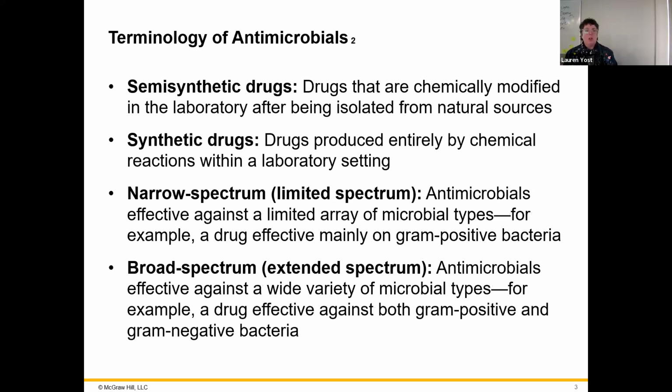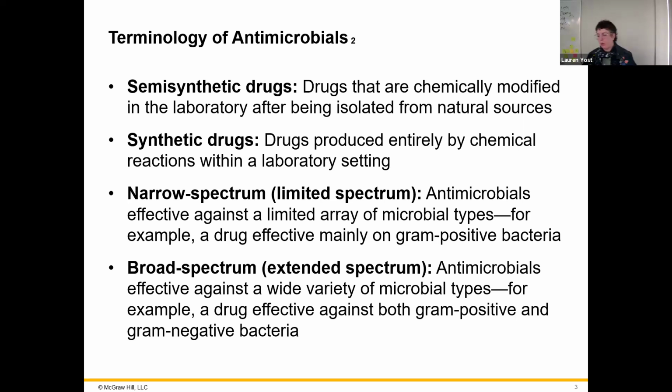We have drugs that are derived from nature, and then we can derive drugs from the natural drugs. So we know penicillin is a drug that was derived from fungi. Now we can make updates and chemical changes to penicillin and make ampicillin and amoxicillin and all those other cillins that we have. Those are semi-synthetic. We use a natural drug as our base and then make chemical changes to it. Synthetic drugs are produced entirely within the lab setting. We're not taking a natural drug and turning it into something. We're literally designing it based on our understanding of our microbes. Narrow spectrum, limited activity, broad spectrum, extended spectrum.